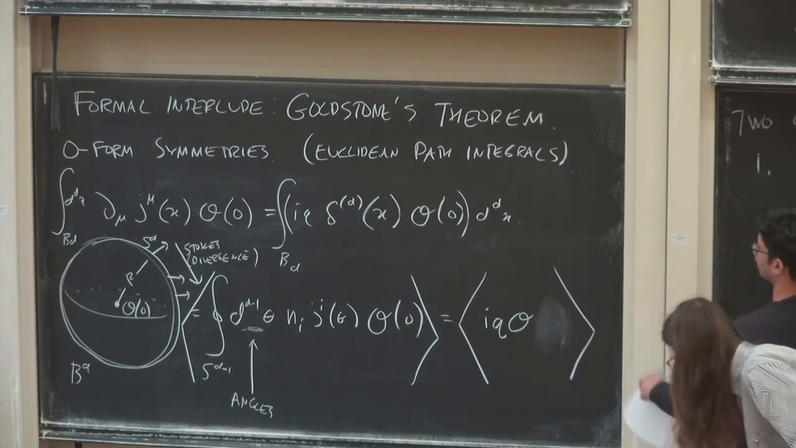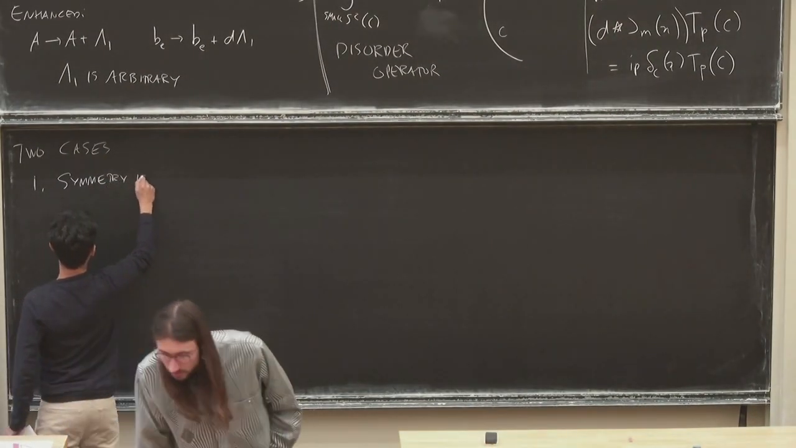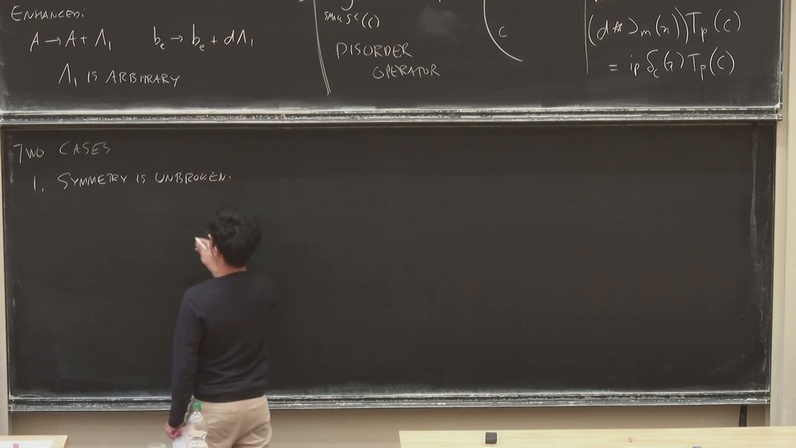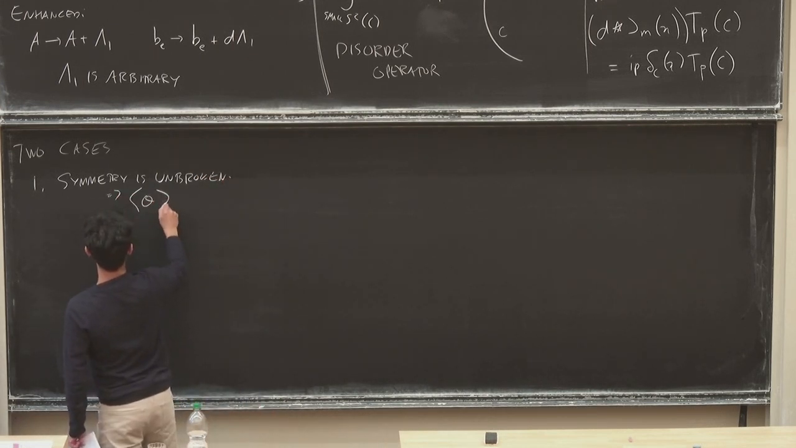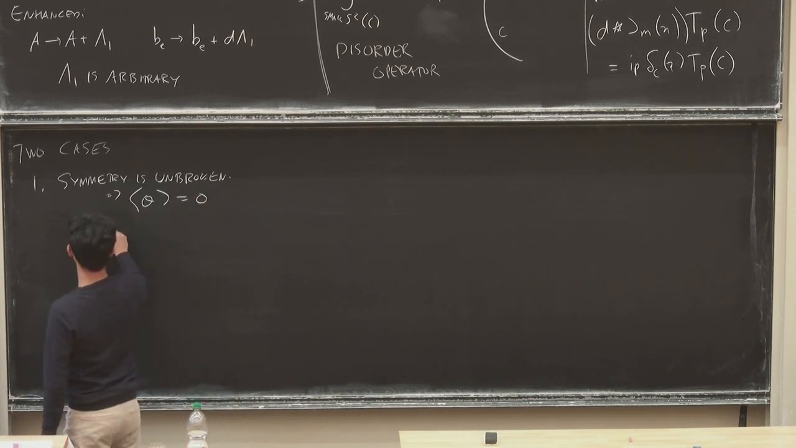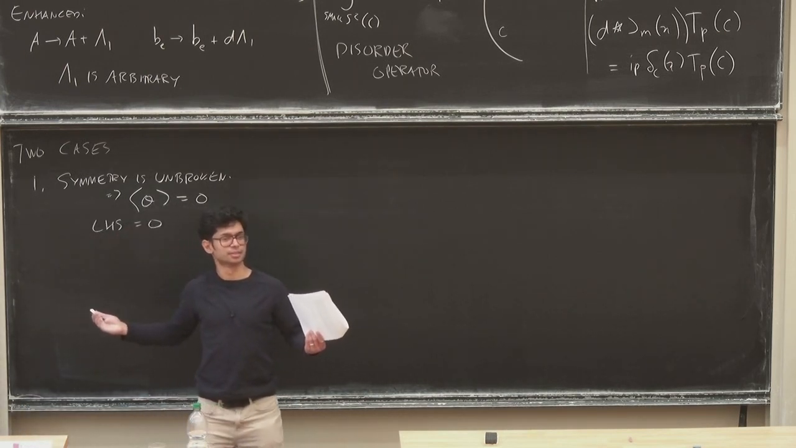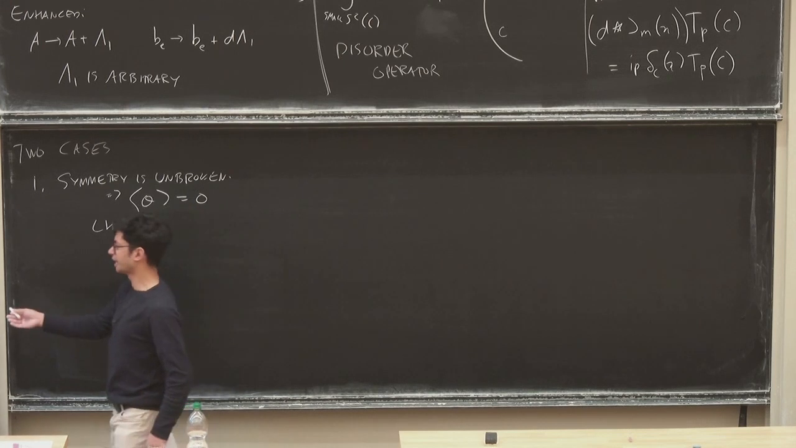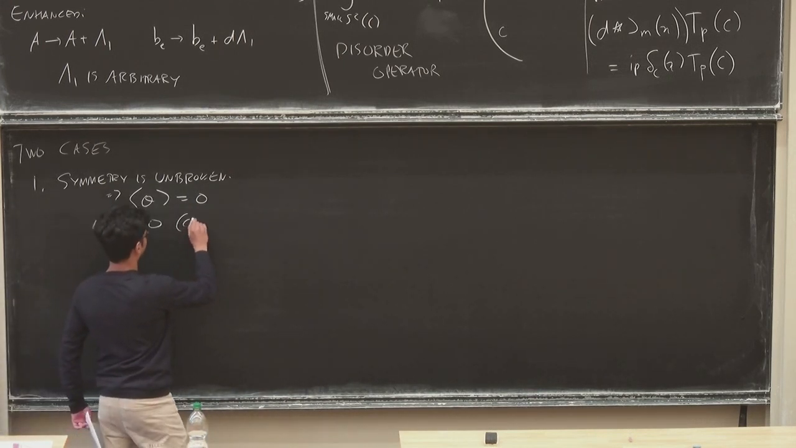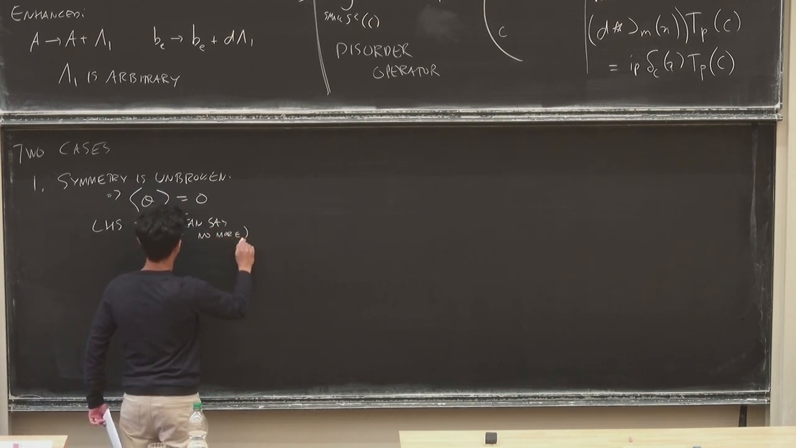Number one, the global symmetry is unbroken. That implies that the Vev of O is 0. Okay? The right-hand side is 0. The left-hand side is, I guess, also 0, but I can't really say anything else. So that's all. Symmetry is unbroken. I can't say anything useful with this, so I'm not going to treat this case anymore. That's all I can say.